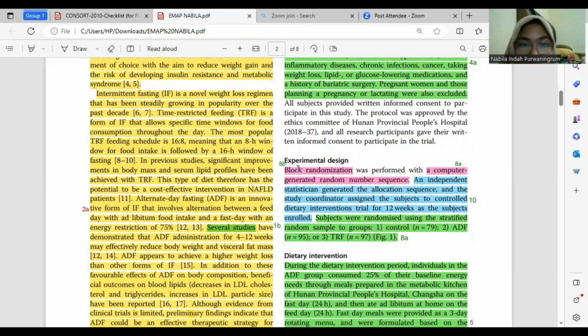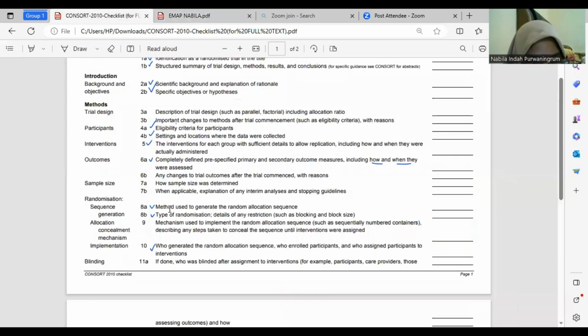So it's equal. And then the next one is number 9: the allocation mechanism used to implement the random allocation sequence.